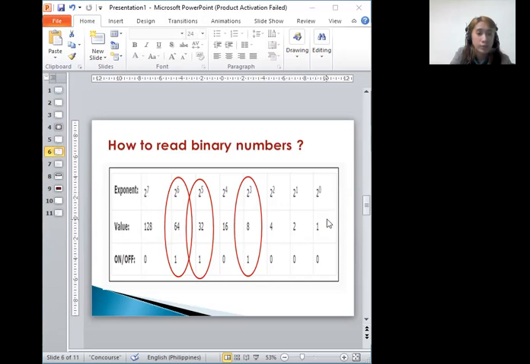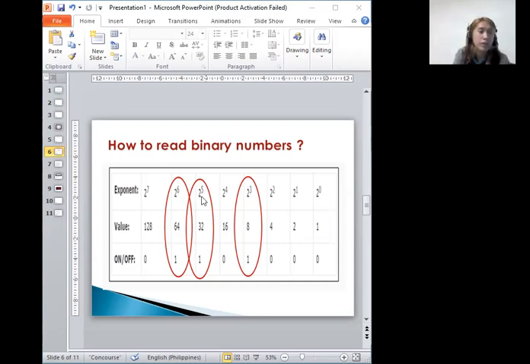So 2 raised to the 0 equals 1. 2 raised to the 1 is 2. 2 raised to the exponent of 2 is 4. So 2 times 2, 4. 2 times 4, 8. Then 2 raised to the power of 4, 16. 2 times 2, 4 times 2, 8 times 2, 16, and so on. Take note of this, that any number raised to the 0 is equal to 1. Even if it is 5 raised to the 0, 1 pa din siya. 6 raised to the 0, 1 pa din siya. 8 raised to the 0, 1 pa din siya.